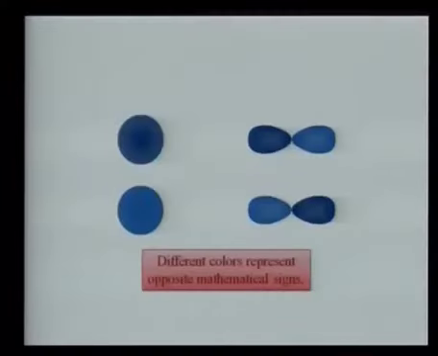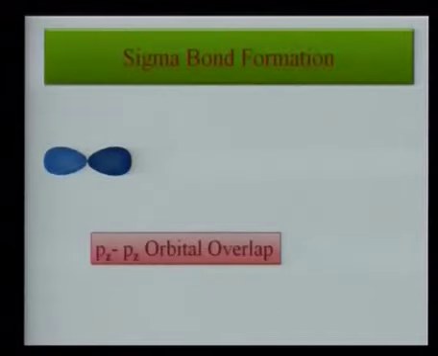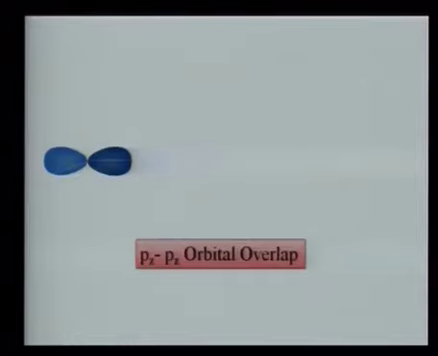Now you will see here different colors represent opposite mathematical signs. There are 2 different colors: one is violet and the other is blue. Violet color indicates positive sign, blue color indicates negative. The pz, pz orbitals overlap. This overlap gives sigma bond formation. Now these are different types of overlapping. This will get overlapping, you just see, this is the animation.